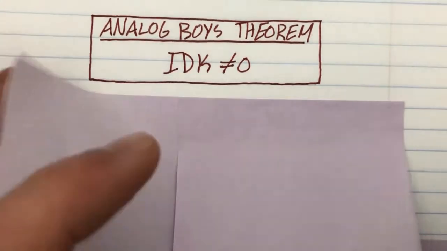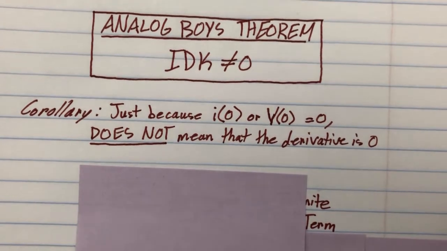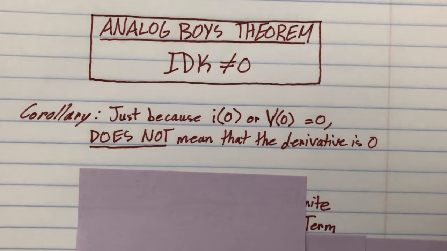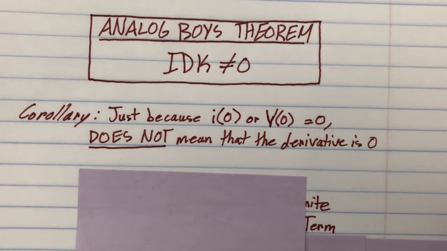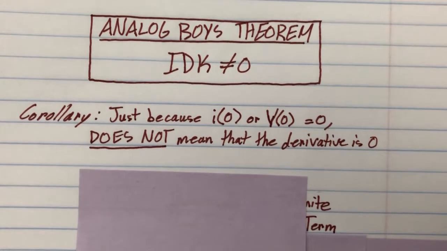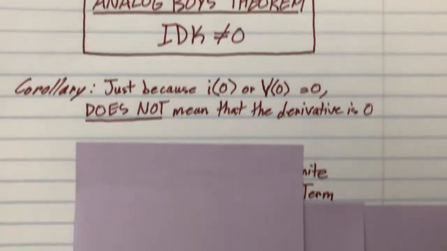Additionally, we have this complex corollary to the theorem, which states that just because the current or the voltage at time 0 is equal to 0, that does not mean that their derivative is 0. Remember, if nothing is happening right now, that doesn't necessarily mean that there's no change going on in the circuit that could potentially allow there to be a current later.